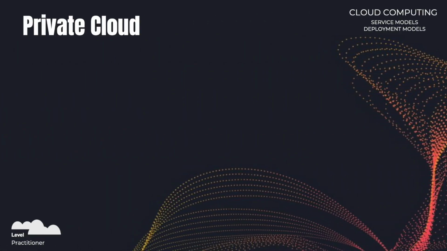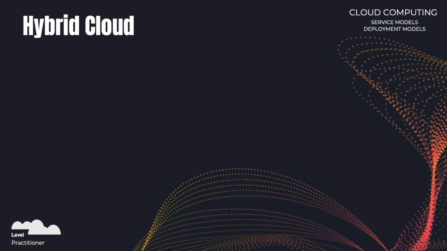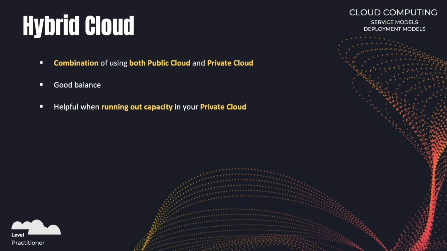The second method is private cloud. This is usually the method that big enterprise companies tend to use due to their security requirements and also some required regulations. A private cloud is dedicated to a single organization, offering greater control and privacy, and the infrastructure can be hosted on-site or by a third-party provider. And the last deployment method is hybrid cloud, which combines both public and private clouds, allowing data and applications to be shared between them. This model offers a balance between flexibility, scalability, and security. This method is pretty helpful when you require scaling out, when you have run out of capacity in your private cloud infrastructure.